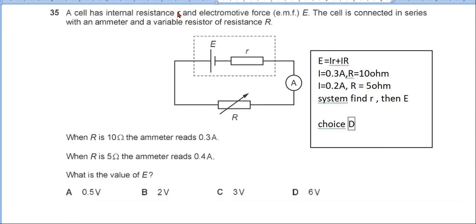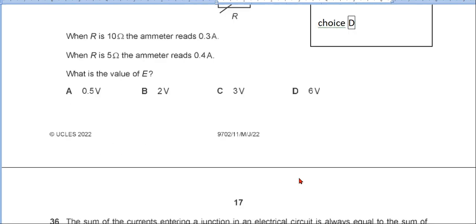A cell has internal resistance r and electromotive force E. The cell is connected in series with an ammeter and a variable resistor. When R is 10 ohm, the ammeter reads 0.3 ampere. When R is 5 ohm, the ammeter reads 2.4 ampere. What is the value of E? So we have this formula and we have values for two cases. Solving the system, we find r and then E, and the answer is D, 6 volt.